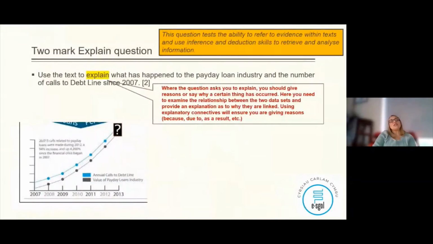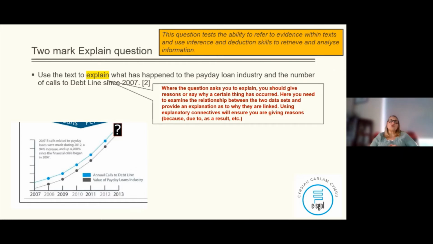So the next question is a 2-mark explain question. Sometimes you will get a 2-mark explain question, and we're going to move on to 5-mark ones again. This question tests the ability to refer to evidence within the text. The evidence is sections of the text, so quotations from the text. You can use your inference and deduction skills to retrieve and analyse information.